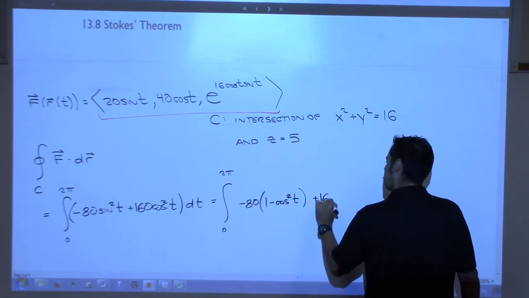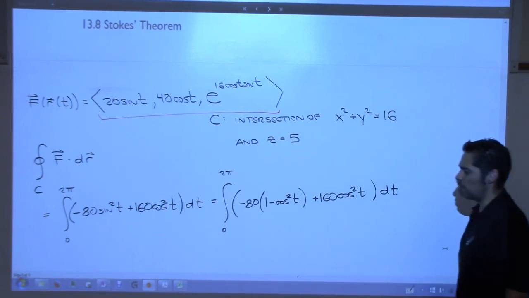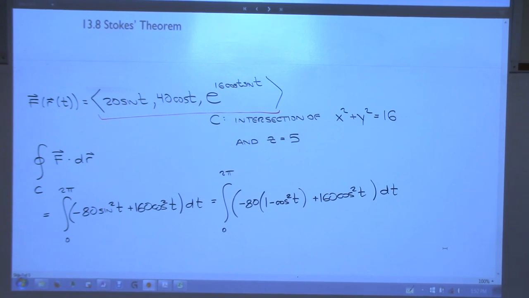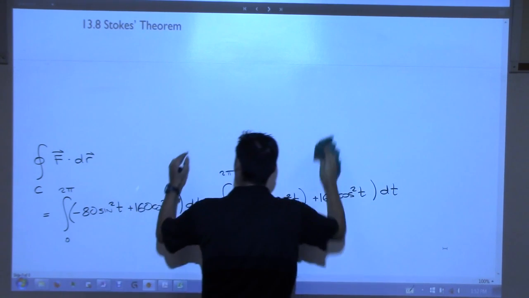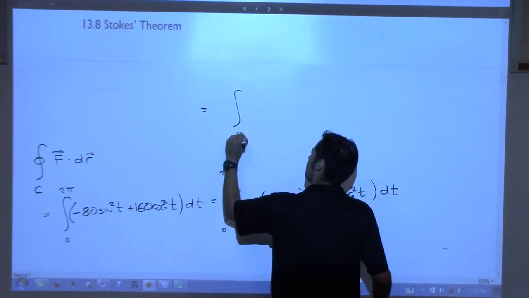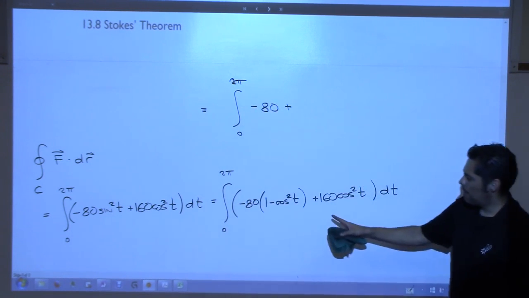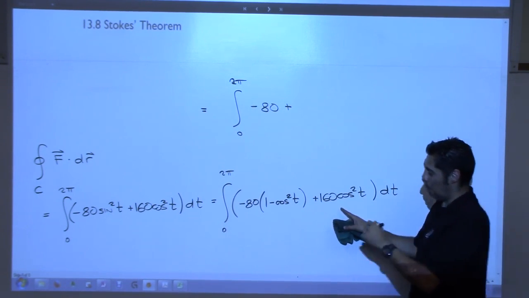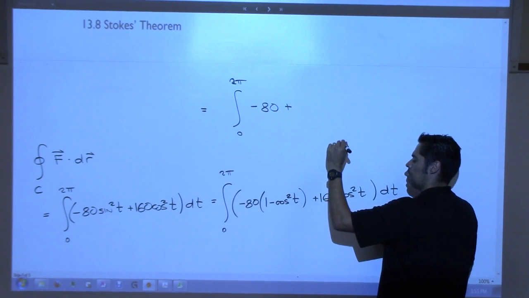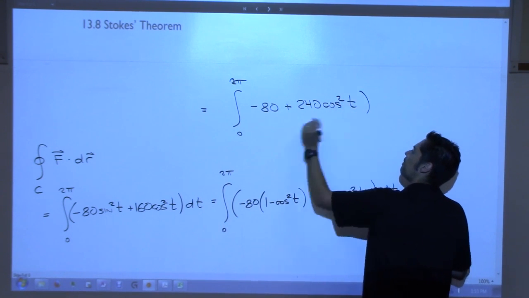And then plus 160 cosine squared t dt. I'm just trying to get it all in terms of cosine squared. I don't know why, I just felt like doing this. And now pass your negative 80 through. And what would you get next? Integral 0 to pi negative 80 plus what? 80 cosine squared t plus 160 cosine squared t, which is 240? 240 cosine squared t dt.